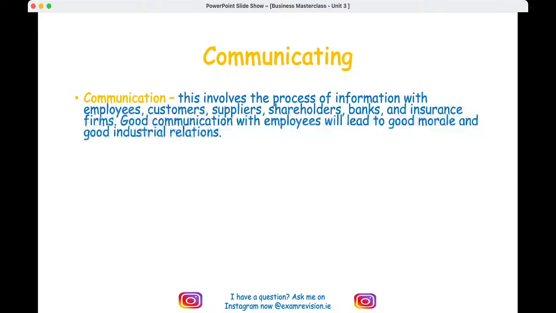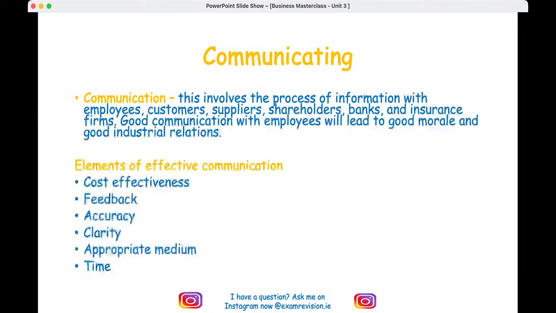And there are different things that can affect communication. So maybe the cost effectiveness, the feedback, the accuracy, clarity, the appropriate medium, and time. So these are things that managers need to consider when they're going to communicate. And sometimes it's appropriate to use one method of communication, and other times it wouldn't be appropriate to use that form of communication.